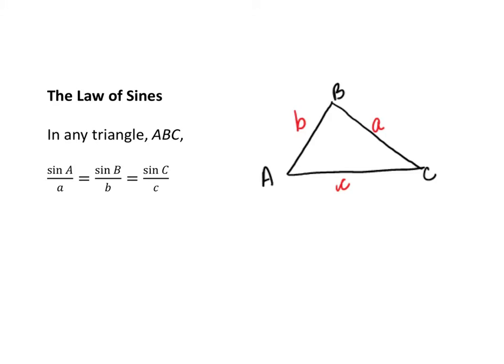The law of sines, just like the law of cosines, is something that we use to find side lengths and angle measures of oblique triangles. That means non-right triangles like the one that you see here. What it does is it takes the ratio of the sine of an angle over the side length opposite that angle. These ratios can work for any pair that you have.